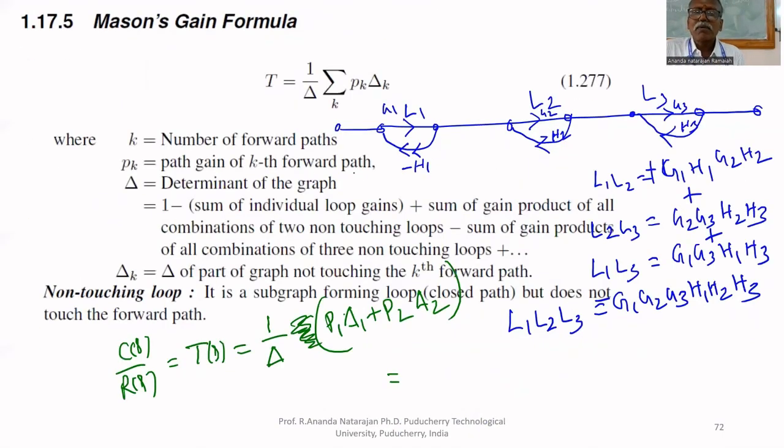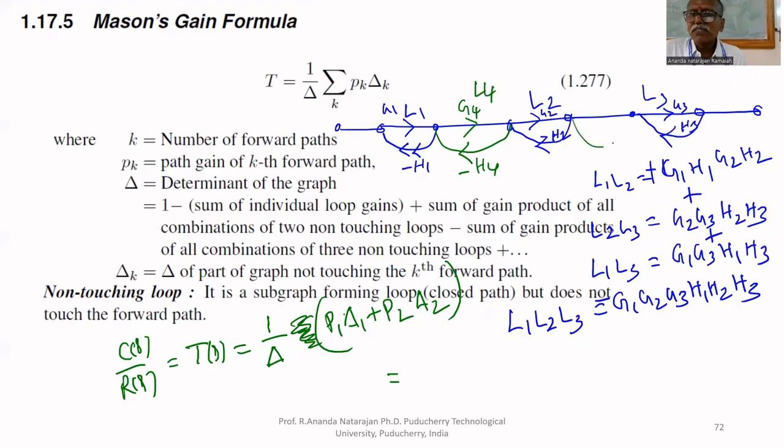Here, for example, one more loop is there, that is G4, H4. These two are touching each other, but there is no common element. But L1 and L3 are not touching. L1, L4 are touching.